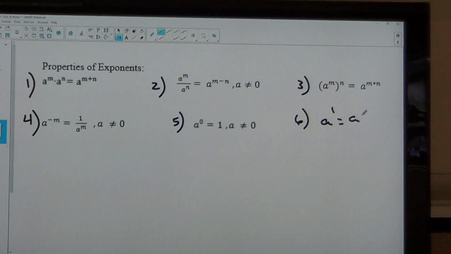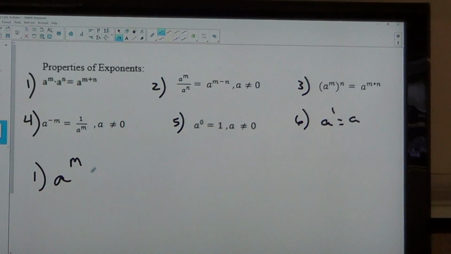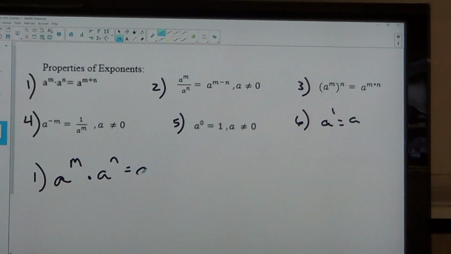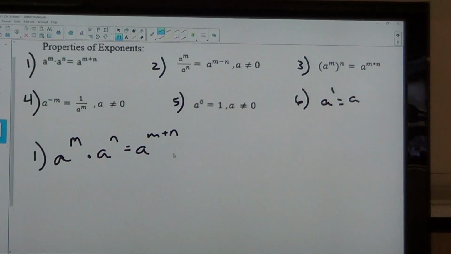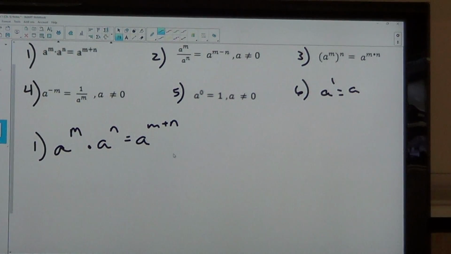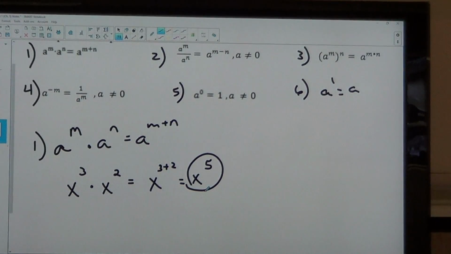The first one says a to the m times a to the n equals a to the m plus n. I know it's a little bit fuzzy, so I'm going to write it out. It says a to the m times a to the n equals a to the m plus n. What that property means is if I have x to the 3rd power times x to the 2nd power, then my answer would be x to the 3 plus 2 or x to the 5th power. So if you're multiplying and your bases are the same, you add the exponents.